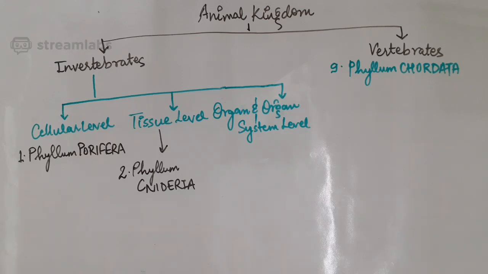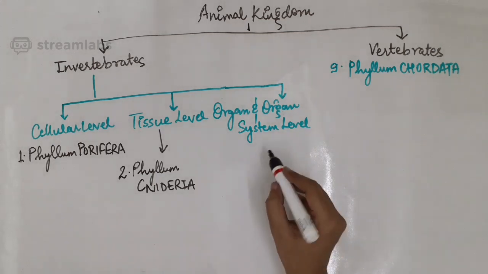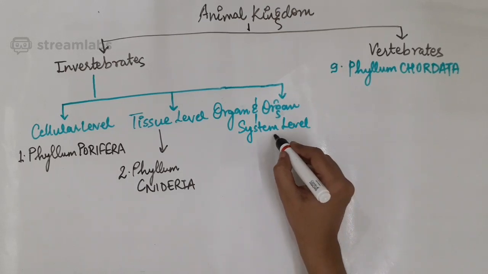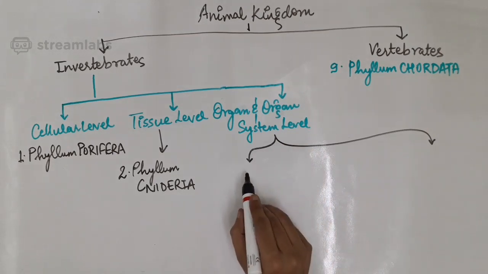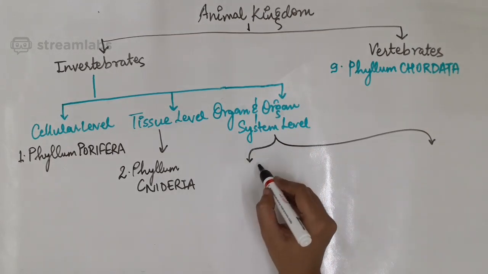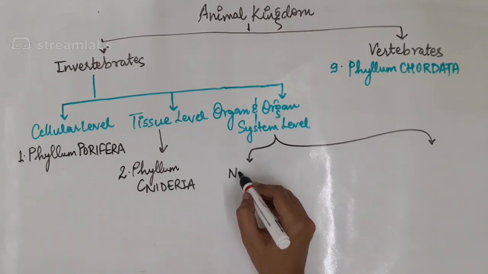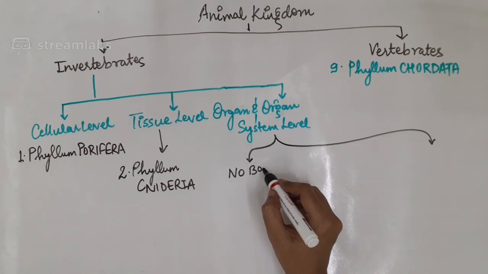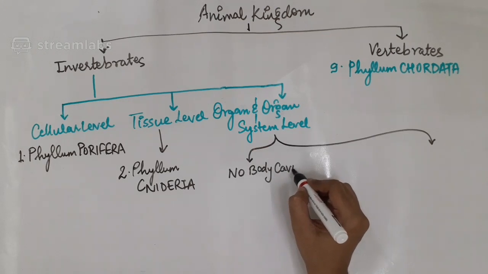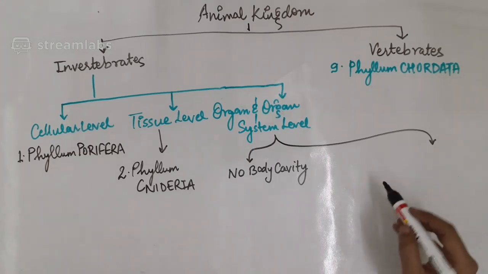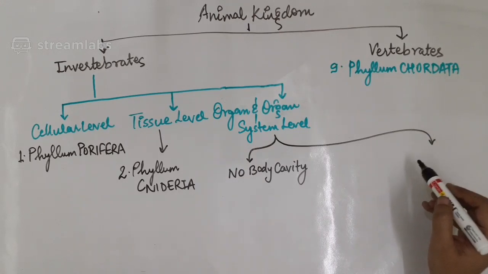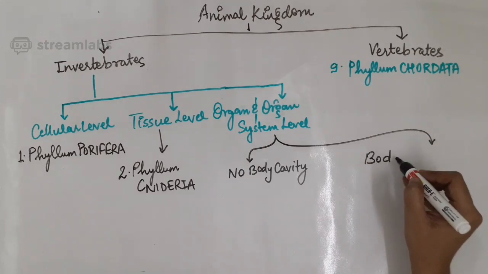Third, in which the organ and organ system is present, it is divided into 2 major groups. One is where no body cavity is present in the body. Body cavity means the space between the membranes of the outer part of the organism. Second one, in which body cavity is present.